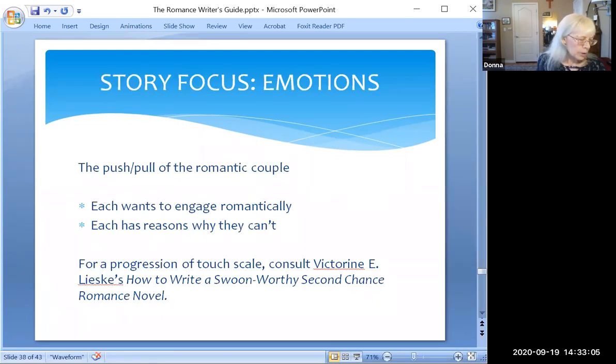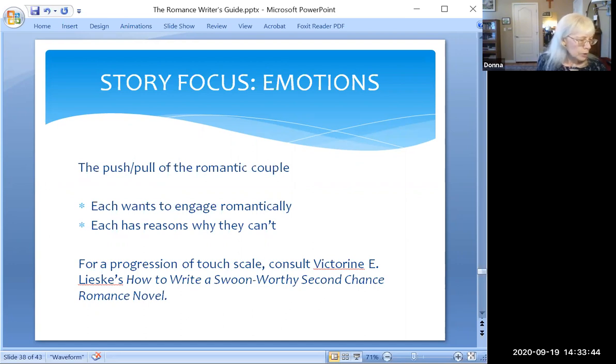In a romance, of course, the story focus is always the emotions. You've got the push-pull of the romantic couple. Each one of them wants to engage romantically, but each one has reasons why they can't. And for this reason, even as little as the hero's hand brushing against the heroine's hand can call for both the physical and the emotional reaction of the heroine included in the story. So it's very important to keep that focus on the emotions and on the feelings.